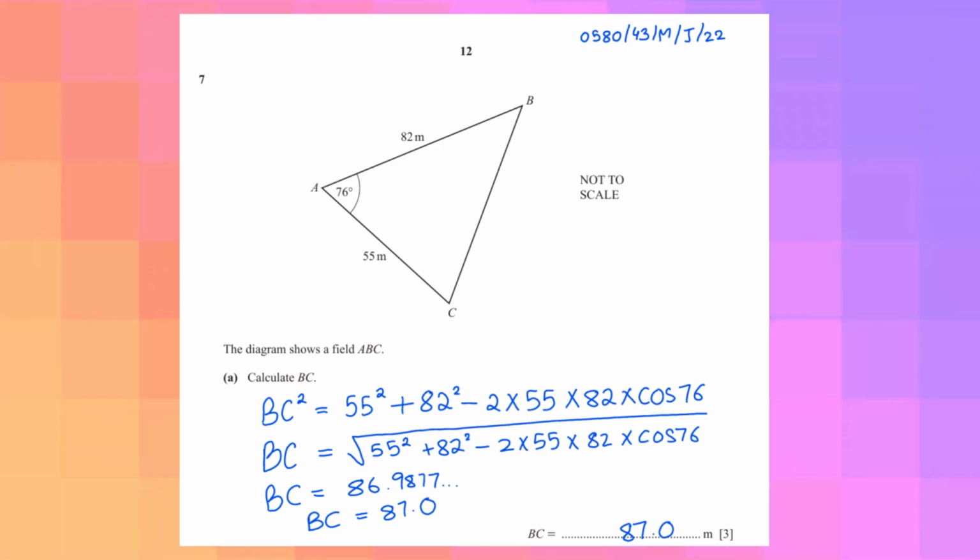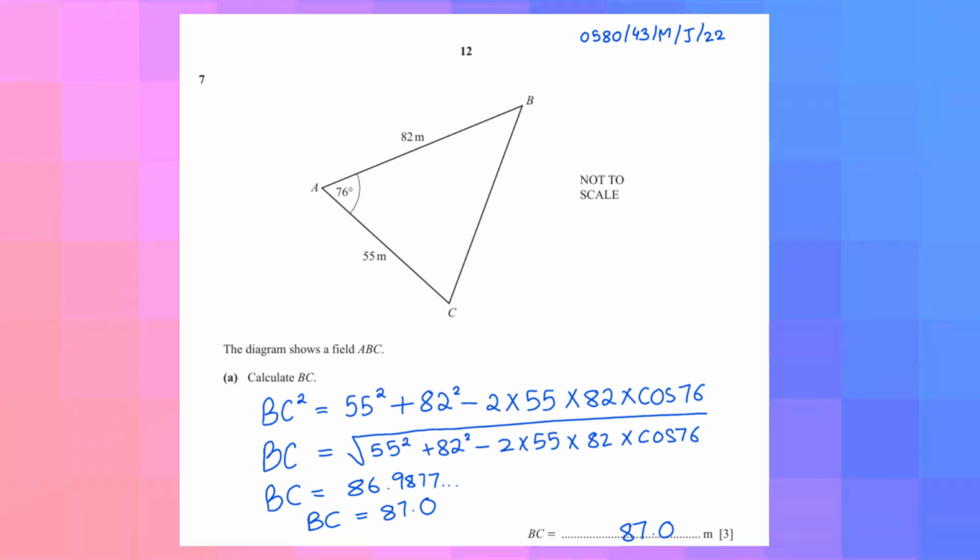Part A, as I'm showing you here, asks us to calculate BC. So we know that we have to find a missing side, and we have two sides given as well as the angle between them. Therefore, we use the cosine rule formula for missing side length to answer part A of this question. I've already explained the topic cosine rule in my previous video. If you do not know this topic, then please refer to my video on the cosine rule.